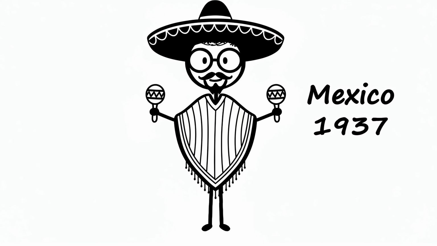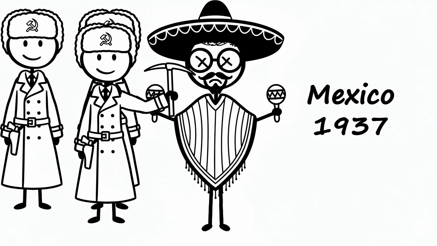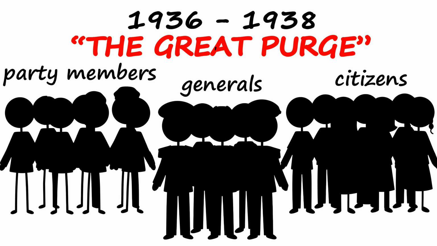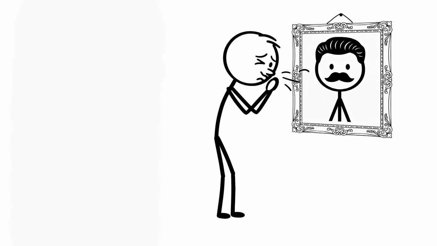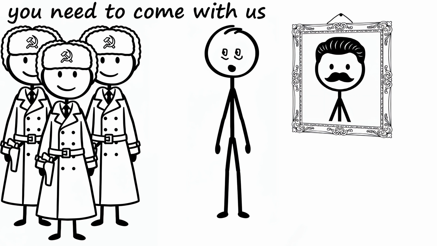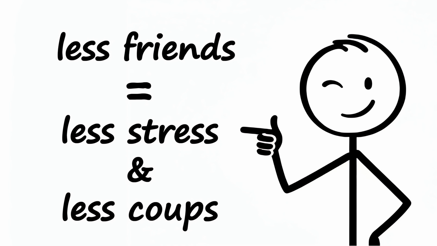While Trotsky managed to flee to Mexico, in 1940 Stalin's agents caught up to him and introduced him to a lovely ice pick. From 1936 to 1938, the brutal political campaign known as the Great Purge wiped out thousands of party members, generals, and even everyday citizens. If you so much as sneezed suspiciously near a portrait of Stalin, well, congratulations, you are now a counter-revolutionary. Remember, the fewer friends you have, the fewer coups you need to worry about.